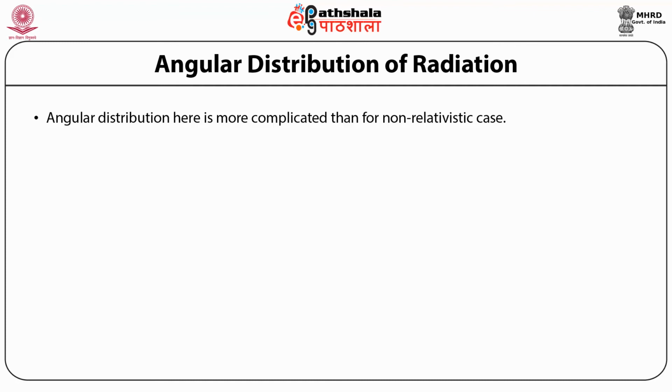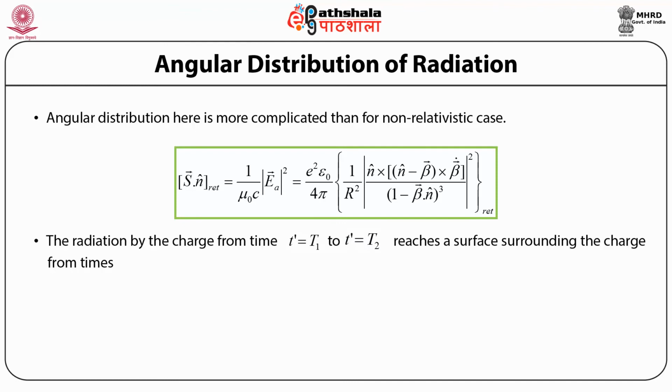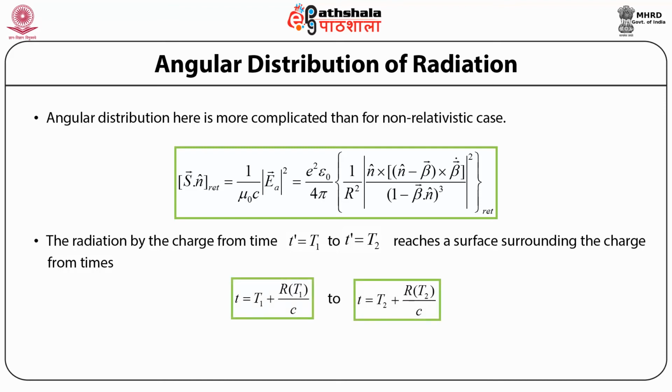So, the radial component of the Poynting vector can be calculated as S·n̂ = (1/μ₀c)|E_A|² = (e²ε₀/4π) [ (1/R²) |n̂ × ((n̂ − β) × β̇)|² / (1 − β·n̂)⁶ ]. The radiation emitted by the charge from time t′ = t₁ to t′ = t₂ reaches a surface surrounding the charge from time t = T₁ + R/c to t = T₂ + R/c.